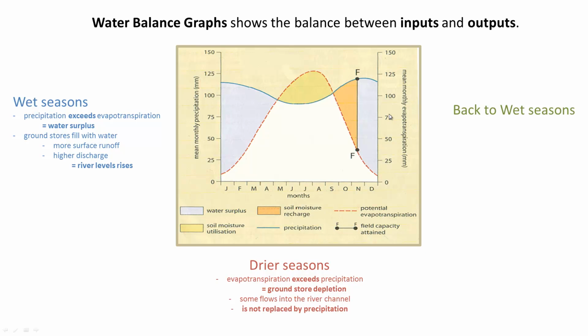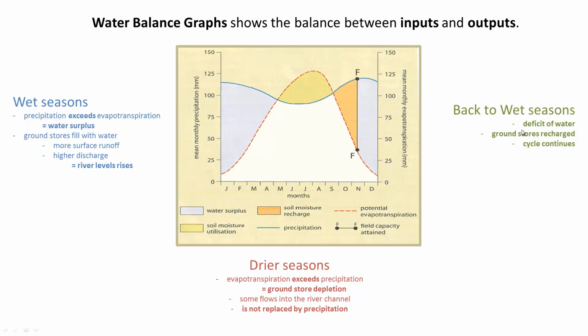Back here is almost identical to this region. This is because it's going back to the wet season. This area here, because there's a deficit of water after the dry season, is the ground store recharge. It's soil moisture recharge, but it's ground store recharge for AQA. And so the cycle continues over and over again, and oops, finished.